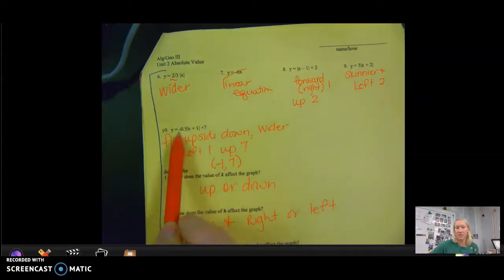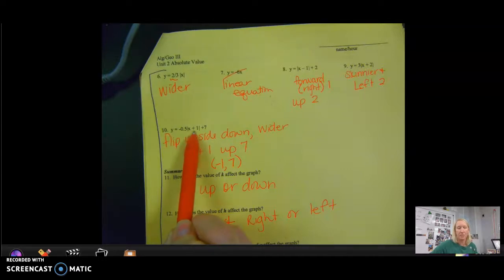This one, it flipped upside down because of the negative. It got wider because of the 0.5. It did a backwards 1, so left 1, and up 7.